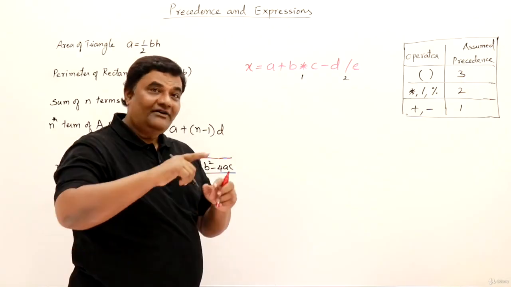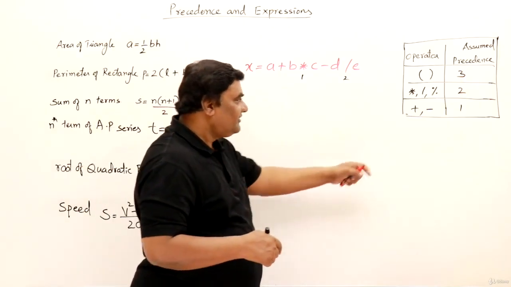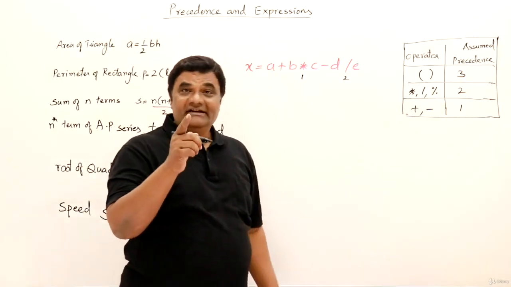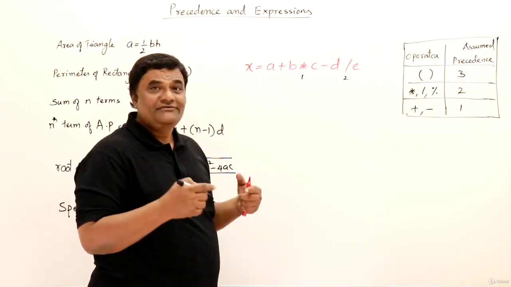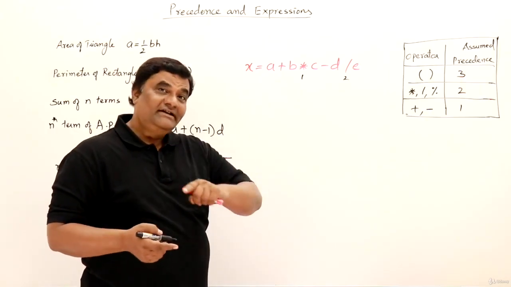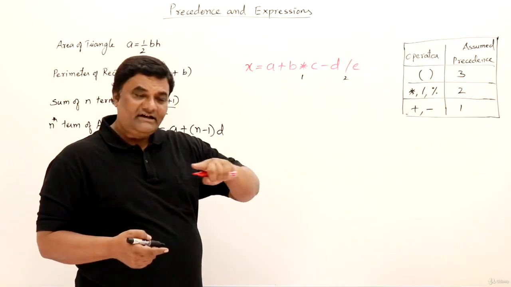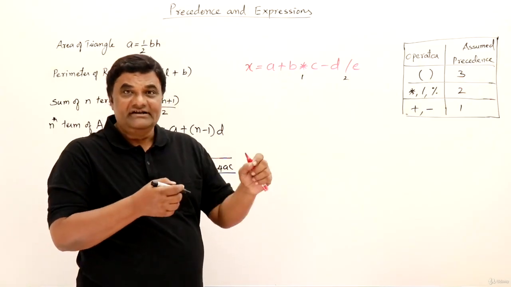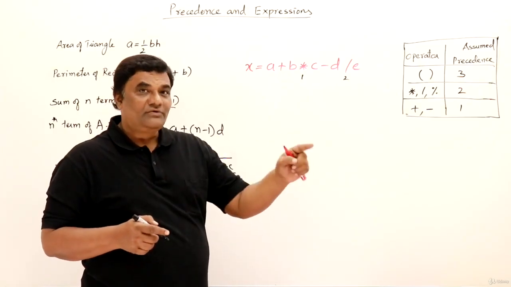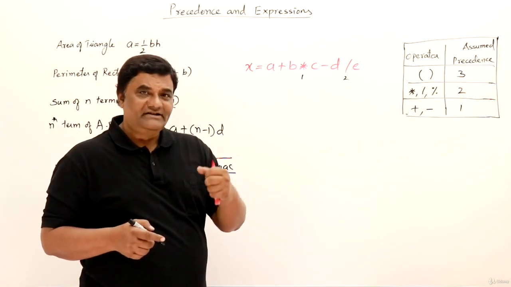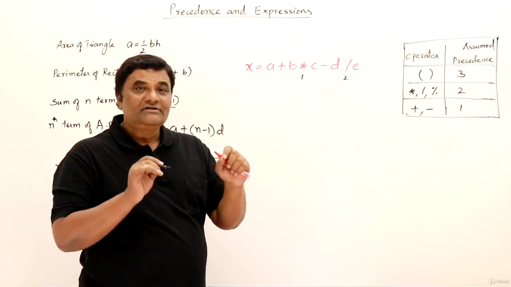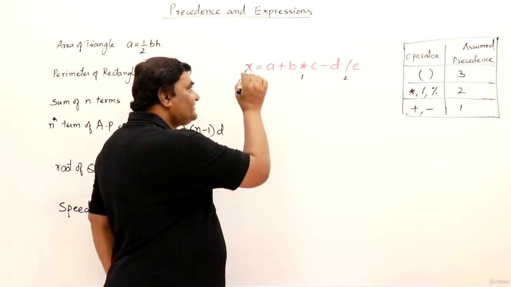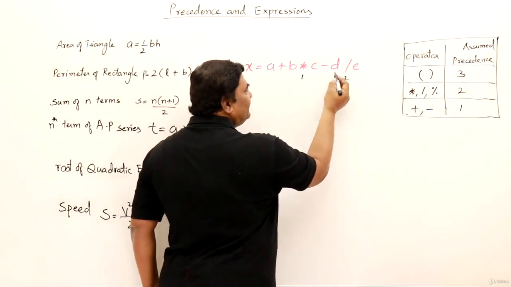Then after that, the lower precedence is for addition and subtraction, and they get executed. So we have both. Which one will get executed first? Again, left to right. See, this left to right is actually called associativity. So the associativity is left to right. We will learn about associativity some other time. So first this one gets executed, then this one.